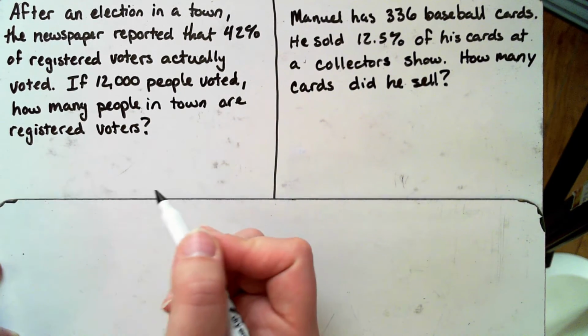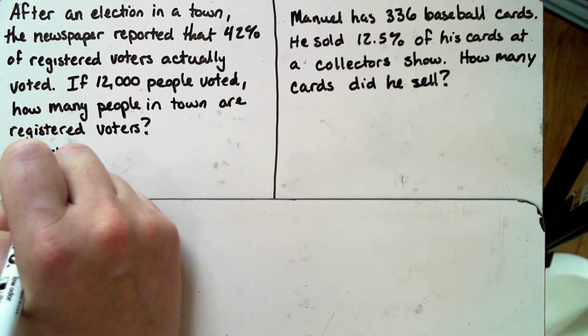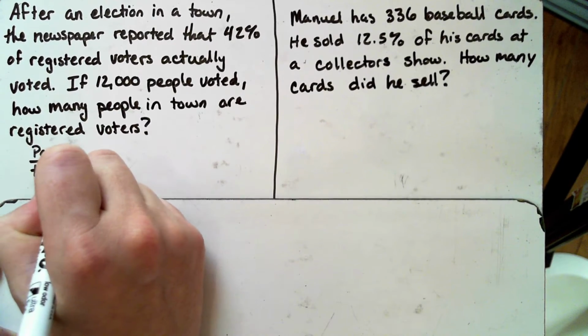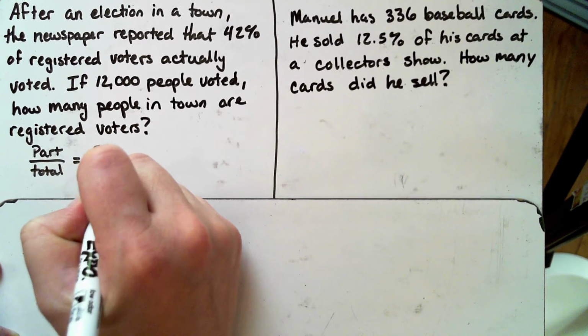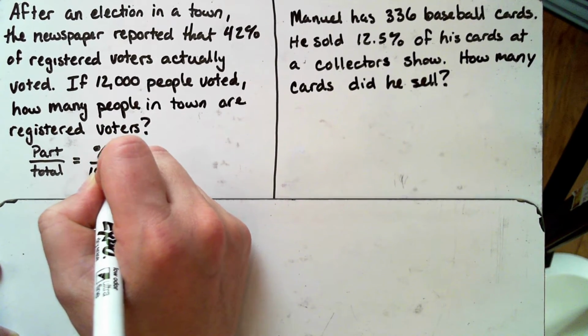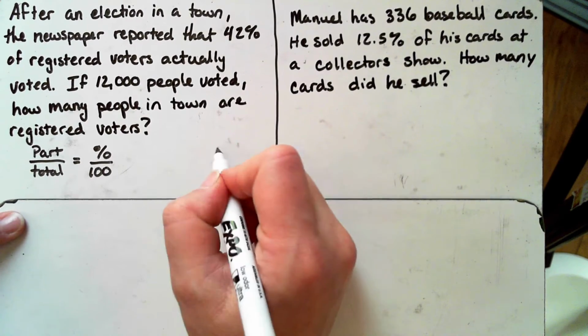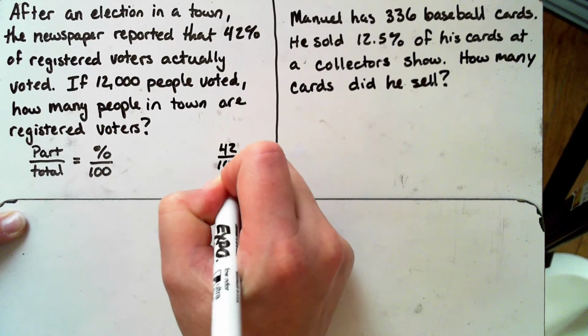Now, the general format for setting this up is that you put the part of the thing over the total or whole, and it's going to equal your percentage over 100, because 100 is the total amount of a percentage. So looking at our example, we have 42%, so I'm going to put that over 100.